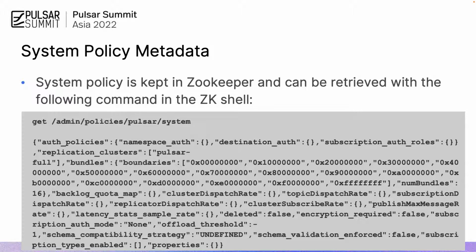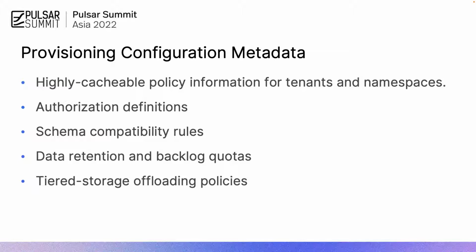Here's an example of what system policy metadata looks like. As you can see from the command, it is all maintained in the same ZooKeeper Z node, and this is a fairly static data set as I mentioned before. So you're getting admin policies of the system-wide variety. These are defaults, things like dispatch rates, throttling, things of that nature that are globally applicable if not overridden at either the tenant, namespace, or topic level. Things like schema validation enforcement is one such example.